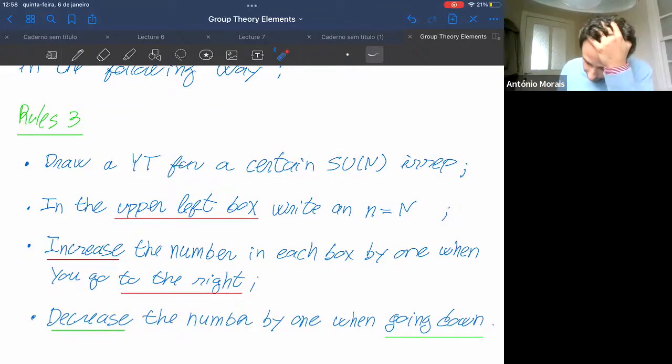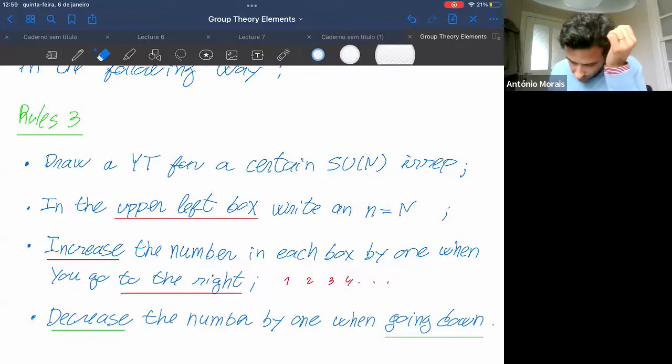In the upper left box, we write a number n, which is equal to the dimension of the symmetry that we are talking about. Now we increase the number in each box by 1 when you go to the right. So if you have 1, then you have 2, 3, 4, and so on. And you decrease the number by 1 when you're going down.